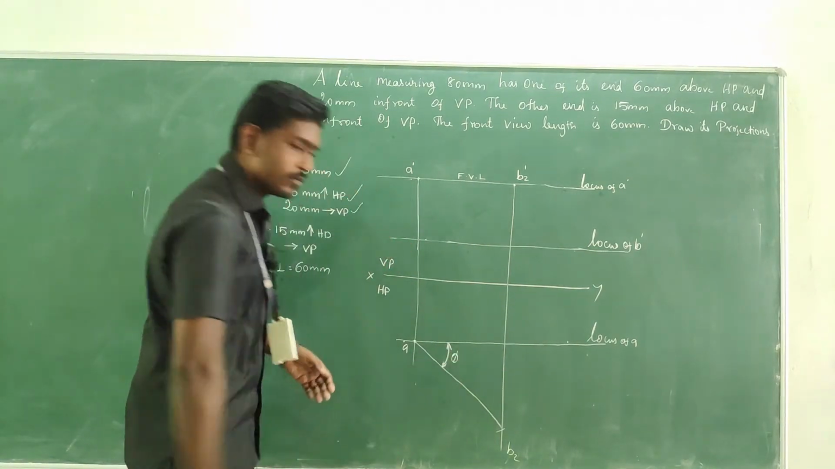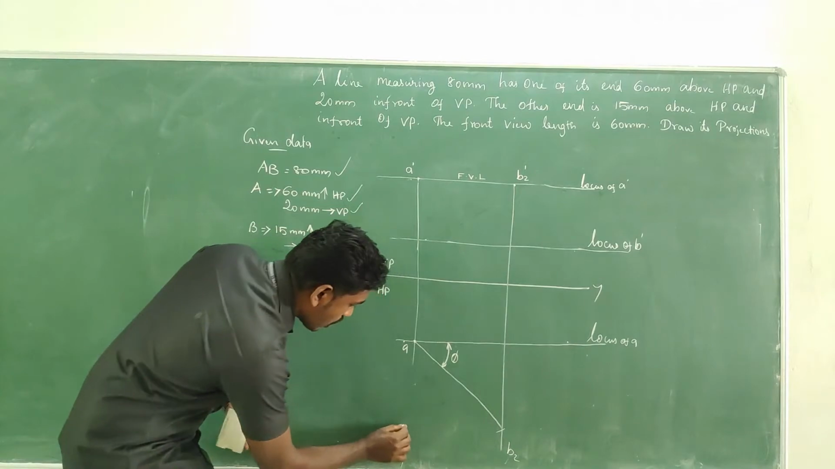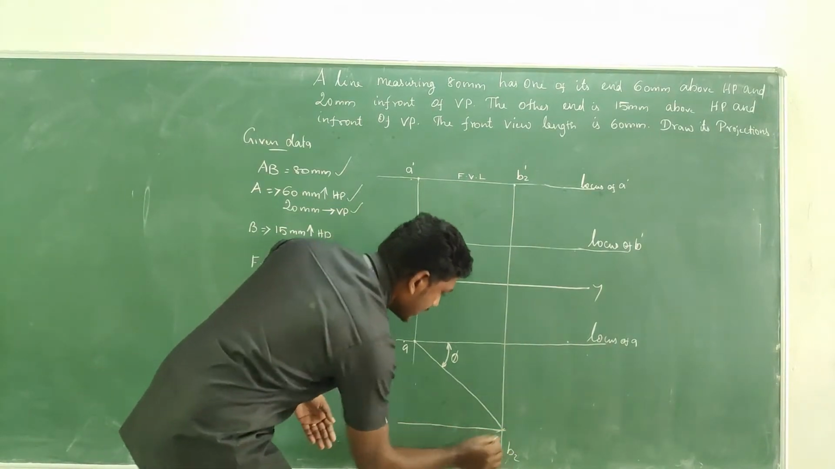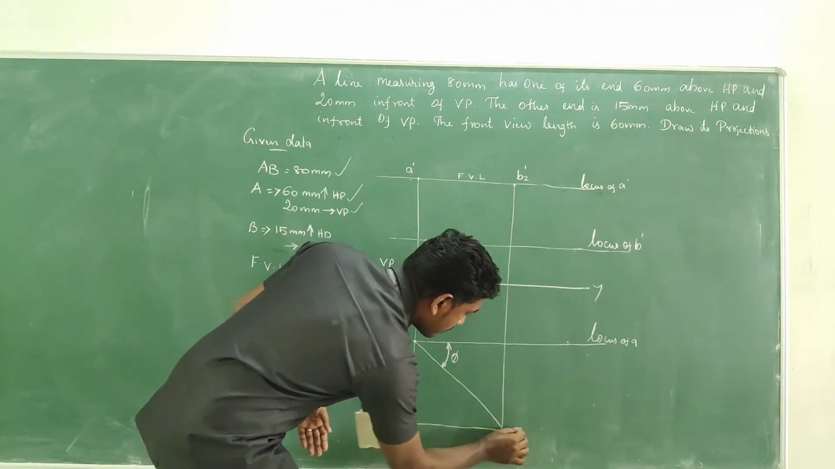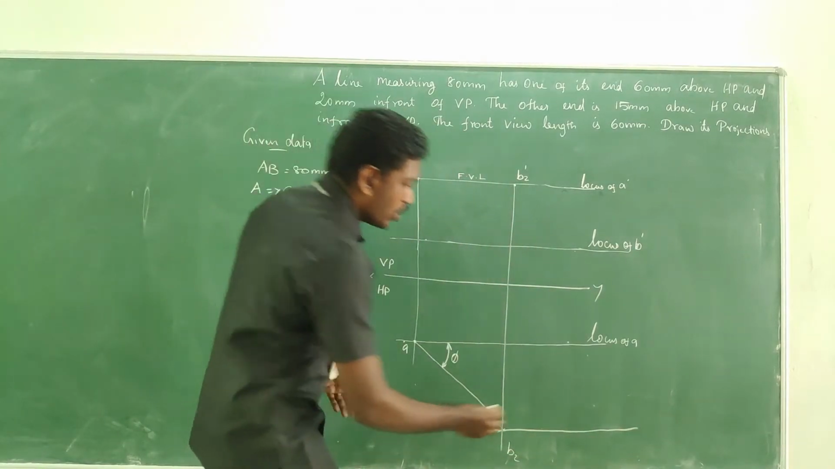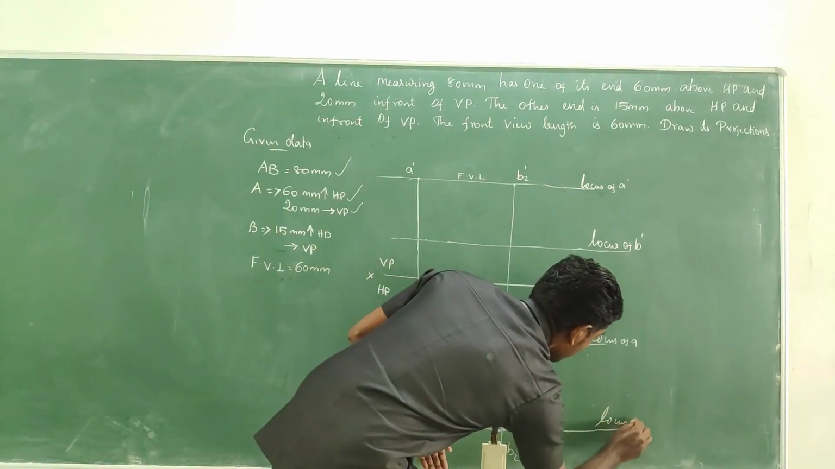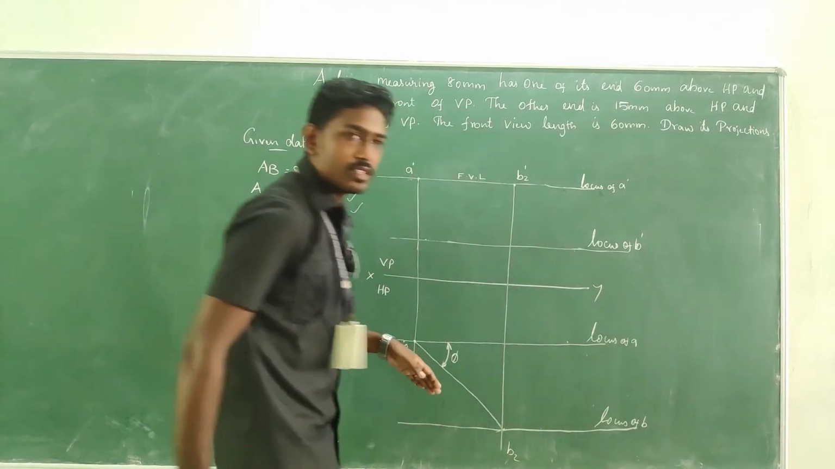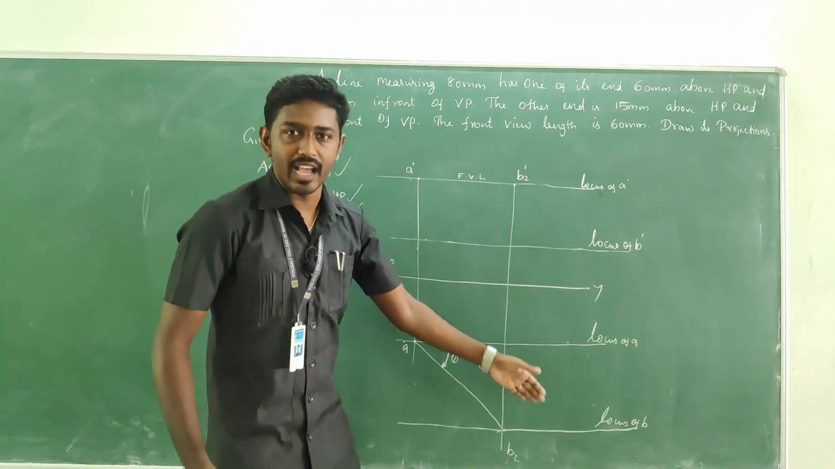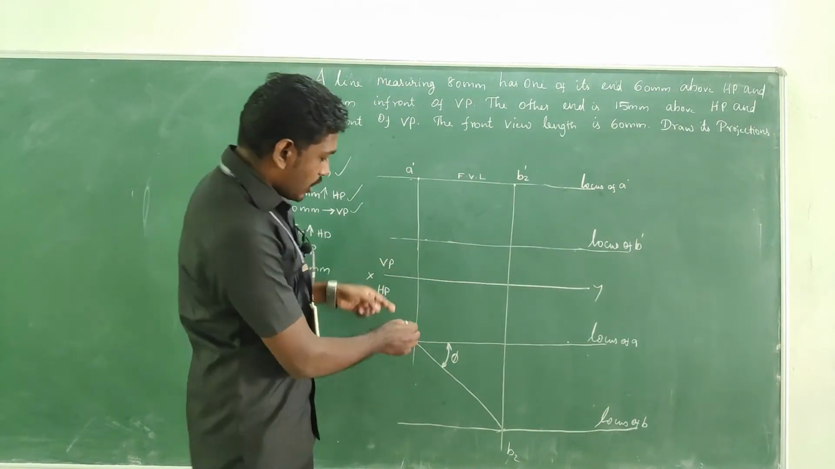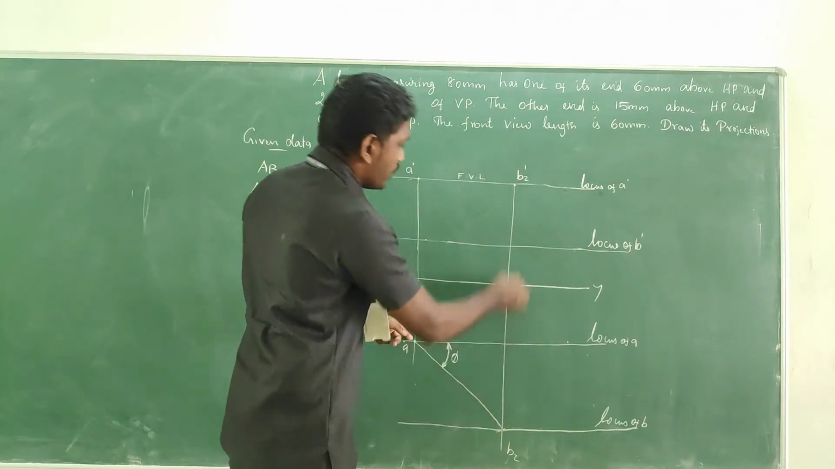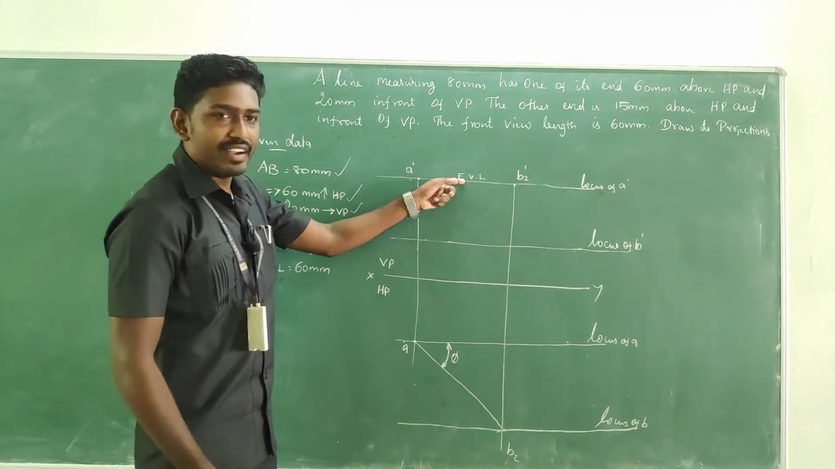Pi. Okay. If you draw a very good horizontal line, the 0 degree line, passing through B2, we get the locus of B. Now see, all four loci we have. So simple. Now we have the true inclination in the top view, and before that we have the front view length.